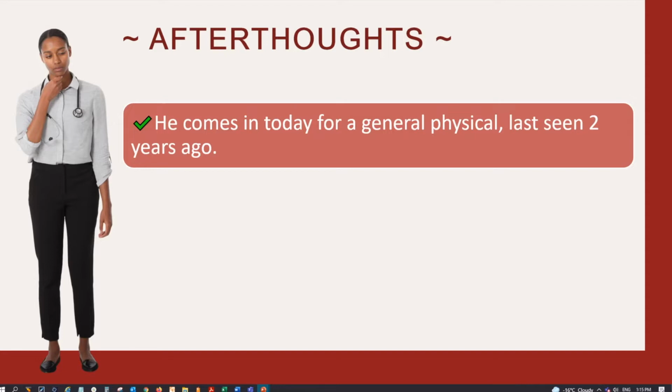So he comes in today for a general physical. There's your basic independent clause. Last seen 2 years ago, that's added information. So we're going to set that off with a comma. Last seen 2 years ago is not a complete sentence on its own. So it's just added information about the sentence before.